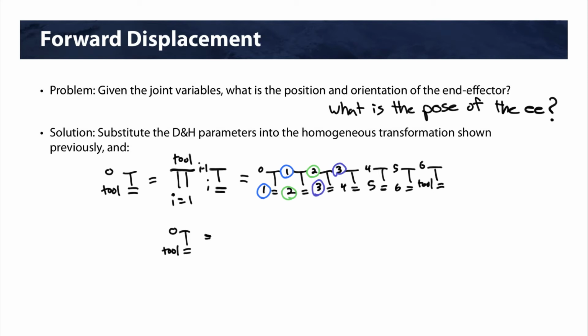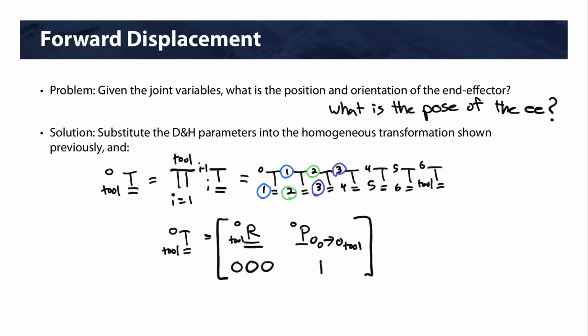If you were to do this, we'll get a rotation matrix that describes the orientation of our tool with respect to the base frame, and we'll get a position vector that describes the position of our tool with respect to the base frame. So this is our forward displacement for the spatial case. It would also work for the planar case. You could do the same thing, but this is the general form.